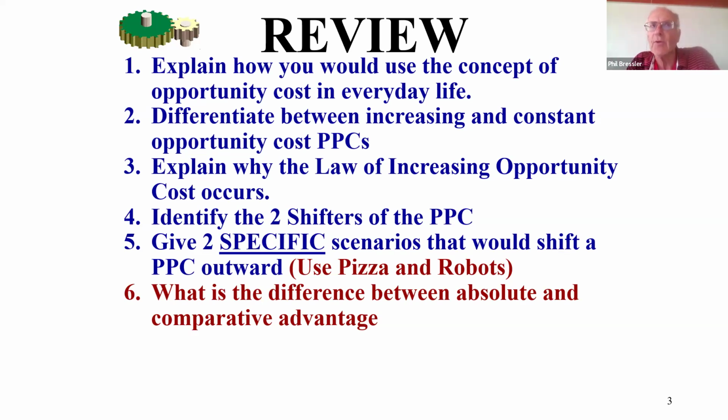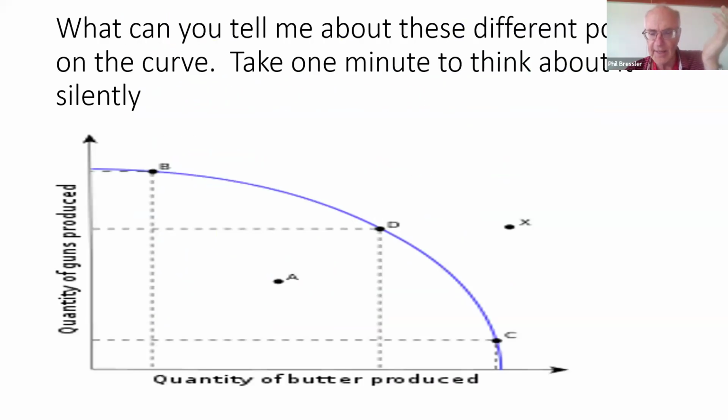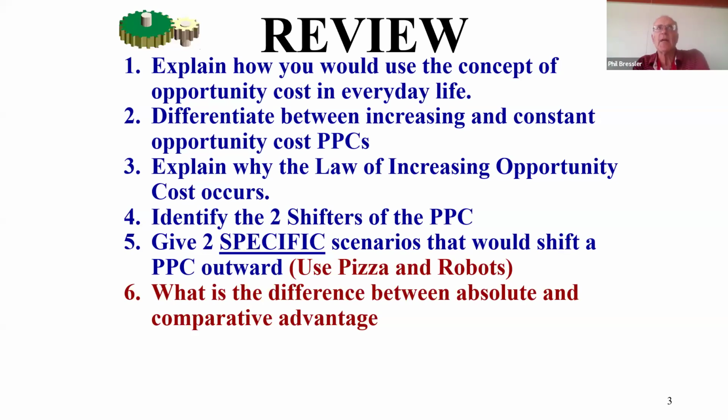Increasing opportunity cost would be a bowed out curve, which would be like that. Increasing opportunity cost occurs because resources are not easily adaptable. A constant opportunity cost would be a straight line, and that's because resources are easily adaptable. Explain why the law of increasing opportunity cost occurs. I said that's because resources are not easily adaptable. We talked about the shifters.